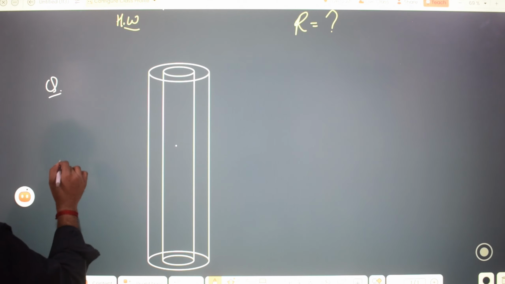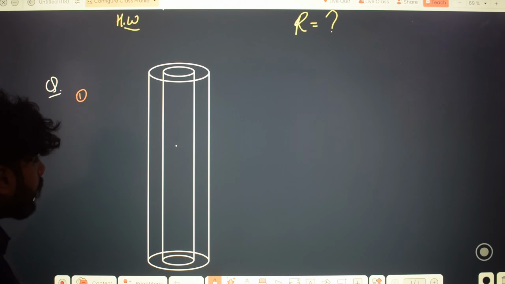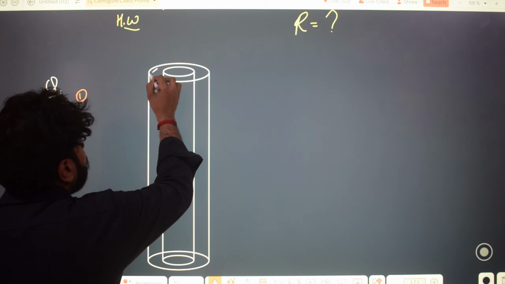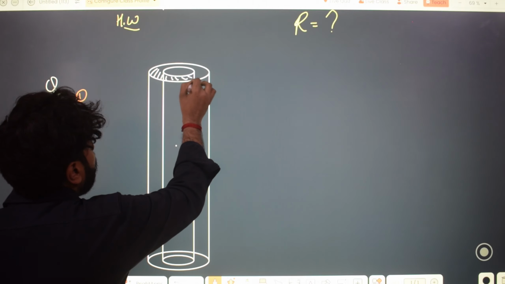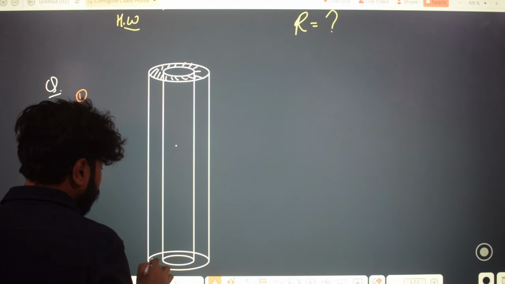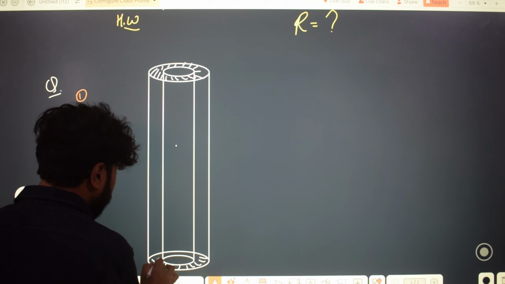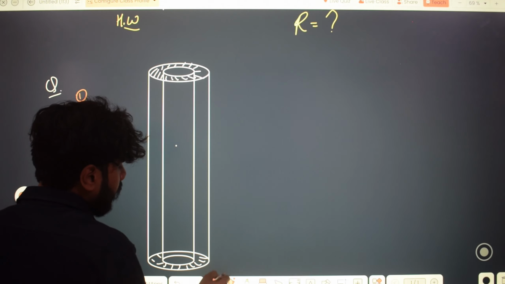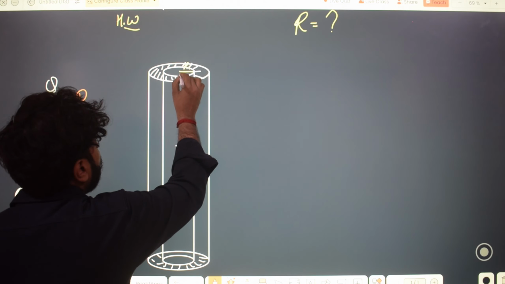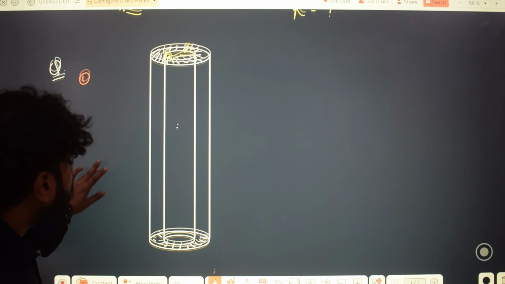Okay, so in this question, you have a two-part question. Case 1, this is your cylinder. It has a cylindrical cavity inside, right? And there are two radii, R1 and R2. R1 being the inner one, the outer one is R2, right? So this is the question.